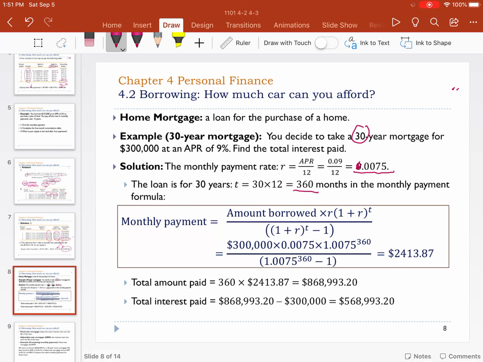And so now we're on number 8. Yeah, I don't see any mistakes on this one, so that's certainly good news. We're trying to find the monthly payment, and that's what we're looking for. The amount borrowed is the first thing we start off with, and that's the $300,000, check. The R there is correct.